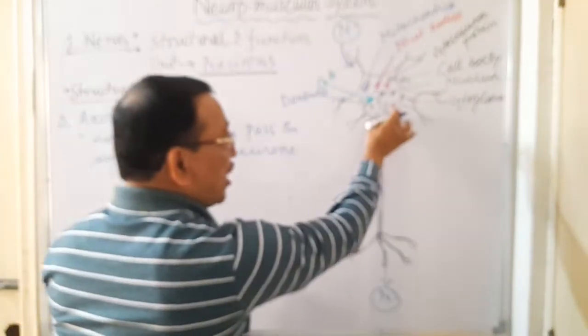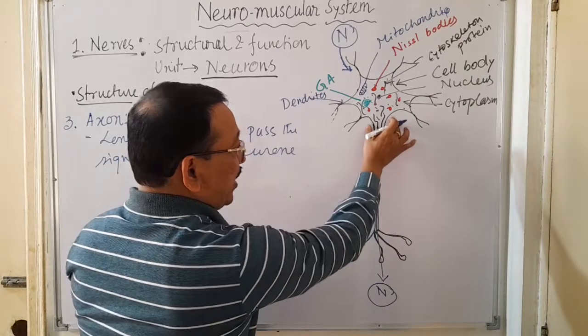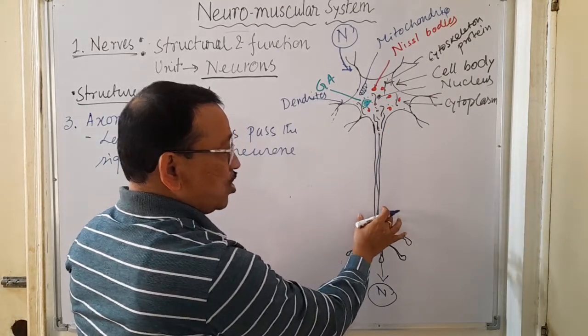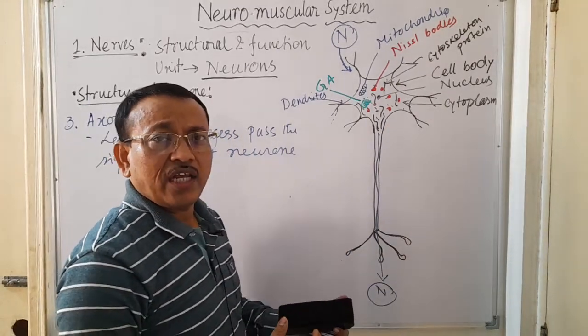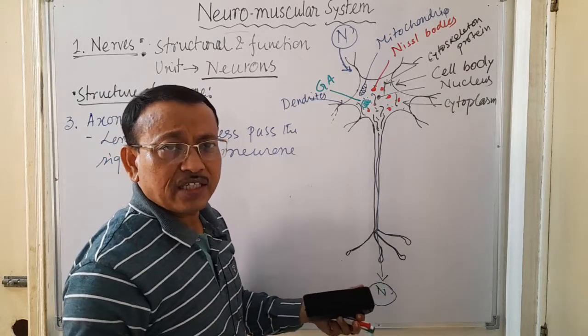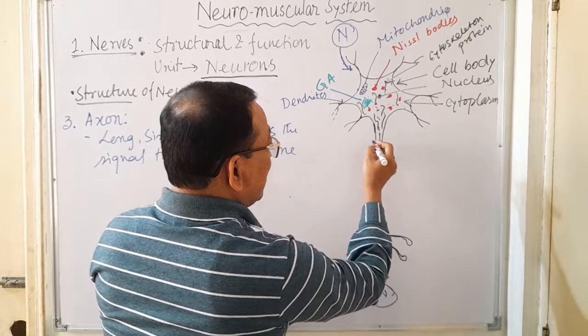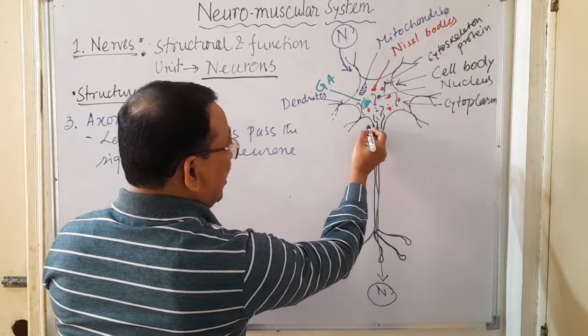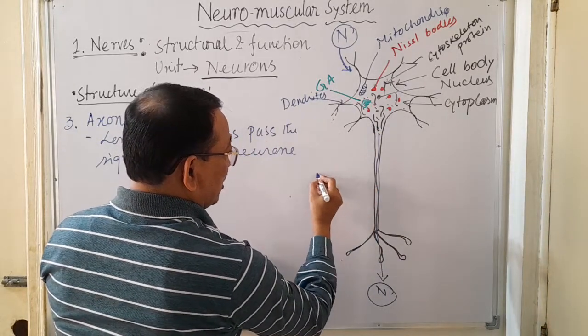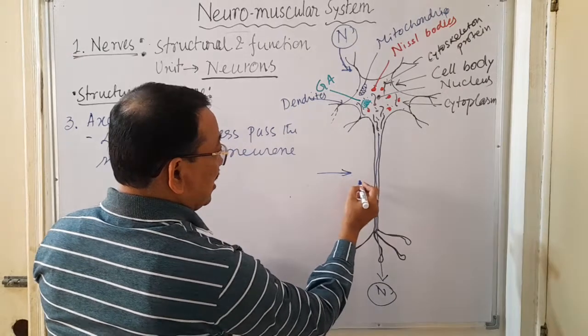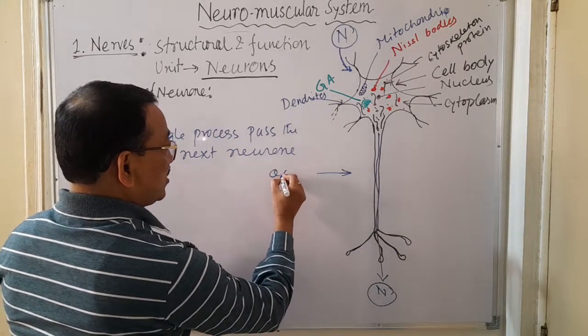And this entire component, the entire axon, which actually gives the shape of a fiber, is known as the axis cylinder of the nerve. So this entire part is known as the axis cylinder of the nerve.